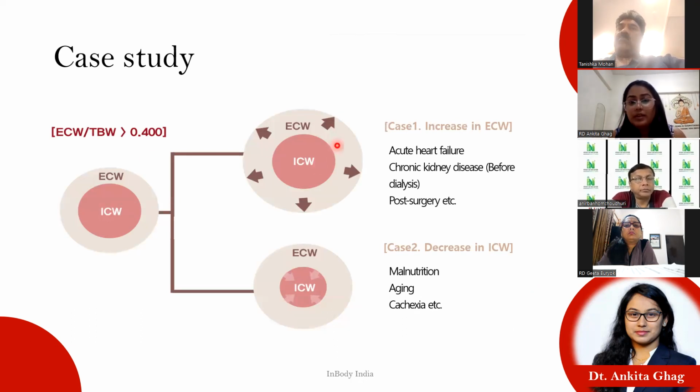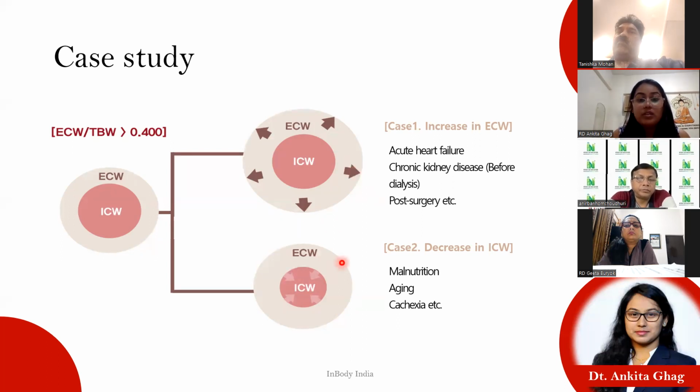But in the case 1, here intracellular water is 3, which is a good sign. But extracellular water has increased. So that can be because of any kind of chronic ailment. That can be because of acute heart failure or chronic kidney disease, post-trauma, or any kind of inflammation which has taken place. We see a rise in extracellular water.